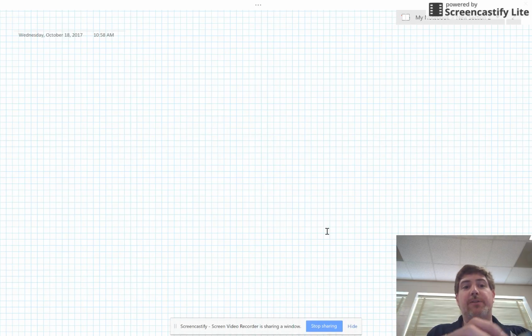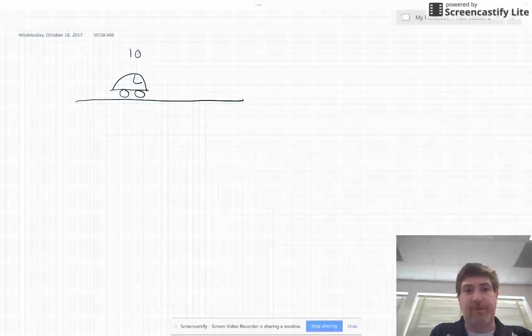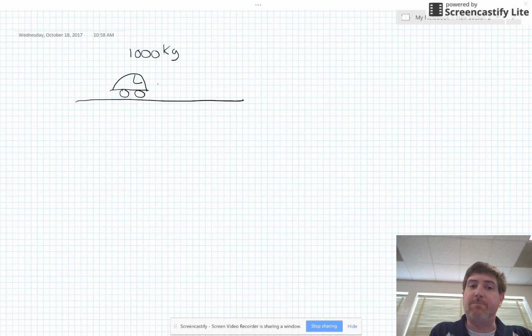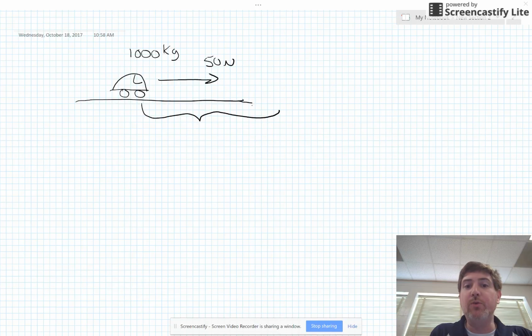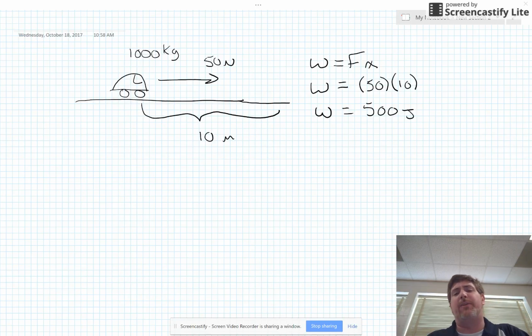In our last video, we talked about how to take the force that an object has exerted on it. So if you had a car that's 1,000 kilograms, and it's pushed with a force of 50 newtons, and it moves a distance of 10 meters, we can find the work done on the car. The work is equal to the force times the distance it moves. So in this case, the work is equal to the force, which is 50, times the distance, which is 10, right? So we gave the car 500 joules of energy. But what does that mean, that we gave the car 500 joules of energy?